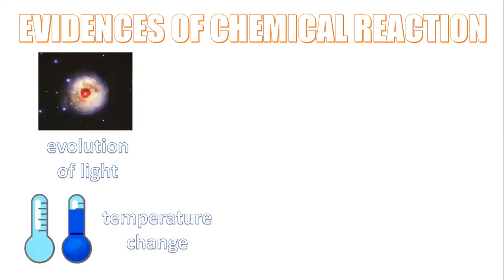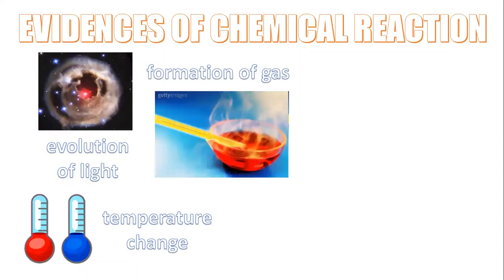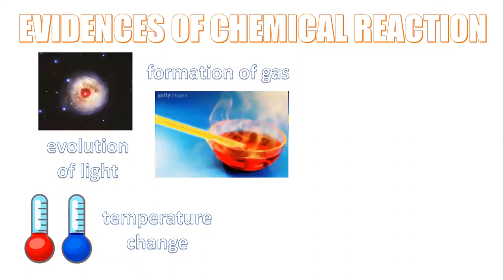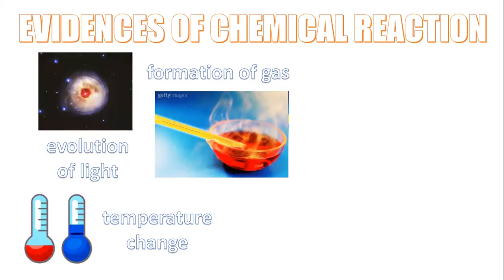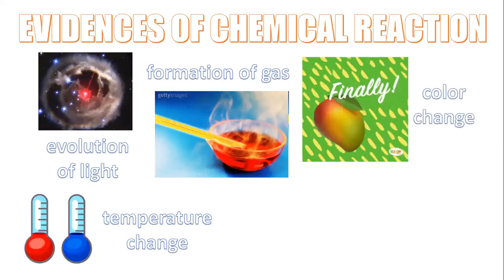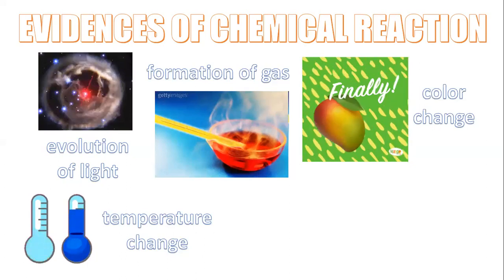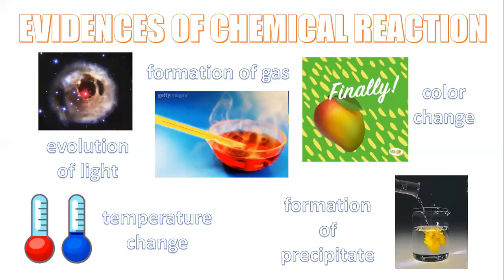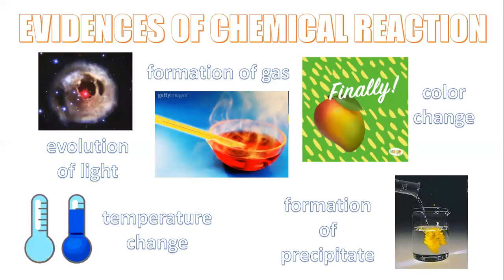It is either an increase or decrease of temperature in the surroundings. Third is the formation of a gas other than boiling, like what happens in an active volcano's crater. It can also be seen through bubbles or by a smell or odor. The fourth is change in color, like a fruit changing from unripe to ripe. This is due to the formation of a new substance. And lastly, precipitate formation. This happens when a new solid is formed from the reaction of two aqueous solutions.